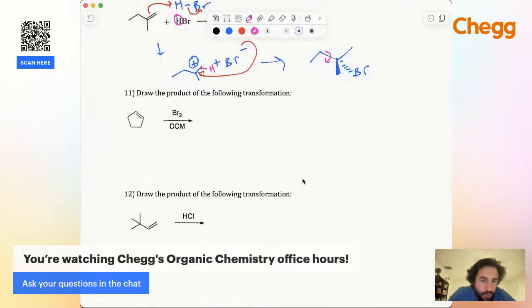Okay, let's do one more real fast. Okay. So let's do this dibromination. So how does dibromination work? Let's go ahead and do the mechanism.